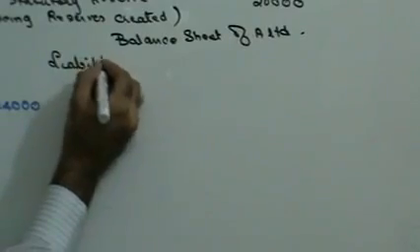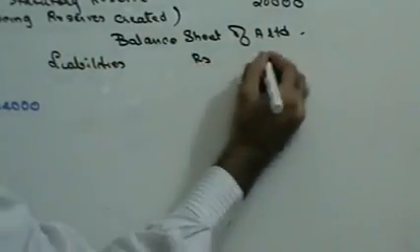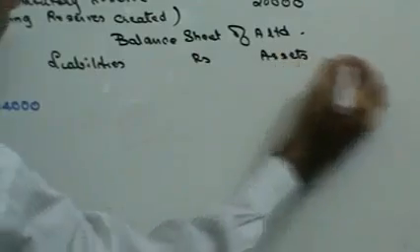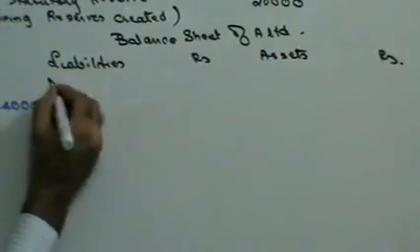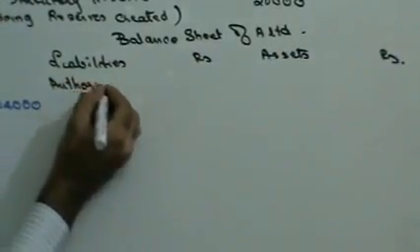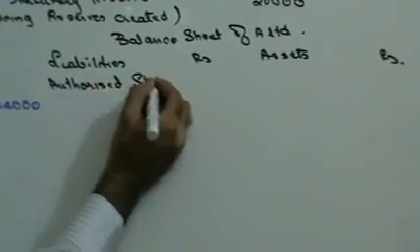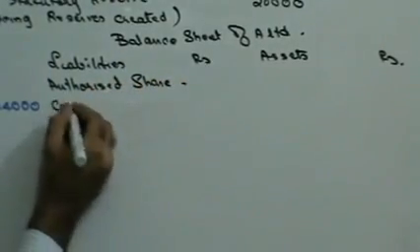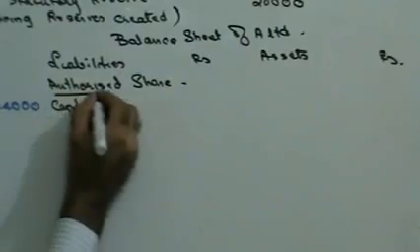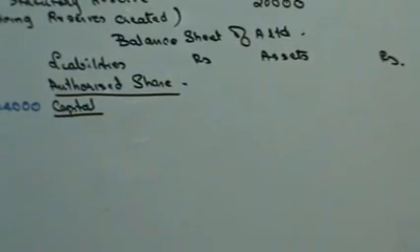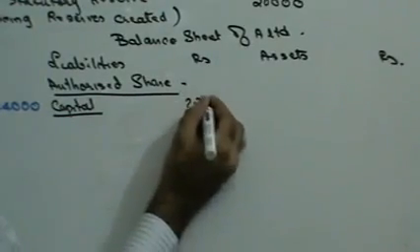Liabilities, rupees, assets, rupees. Authorized share capital. Now let's see this. They haven't given you, so we leave that there as it is.